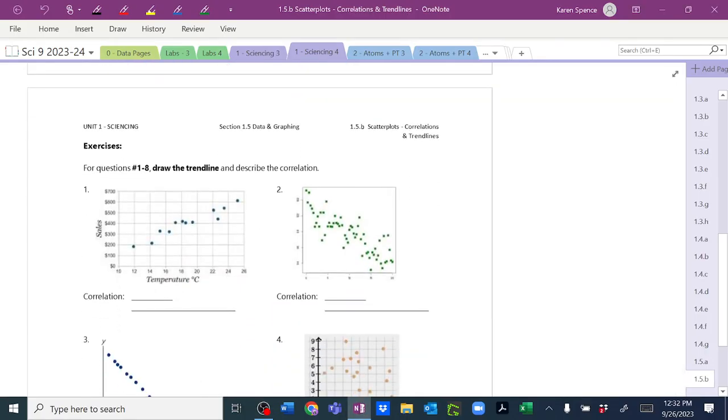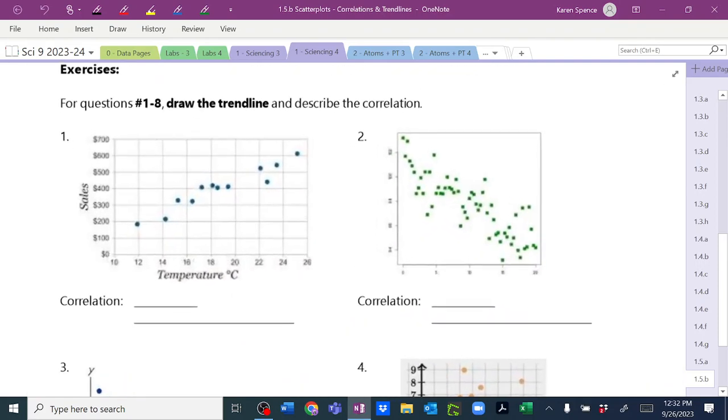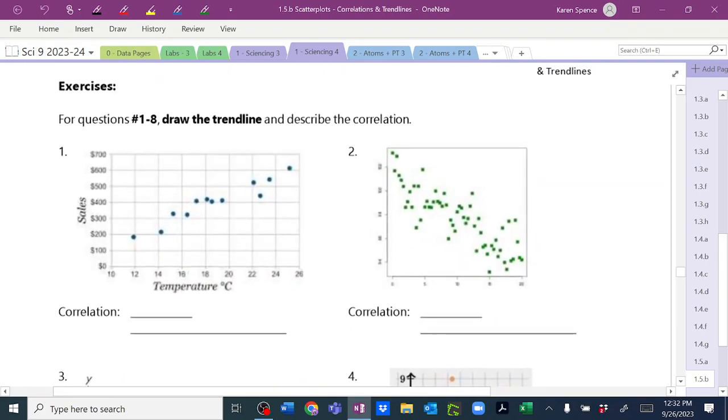Okie dokie. So this is page 99. At the back of the classroom, there's a bunch of pencils. Okay, so page 99.